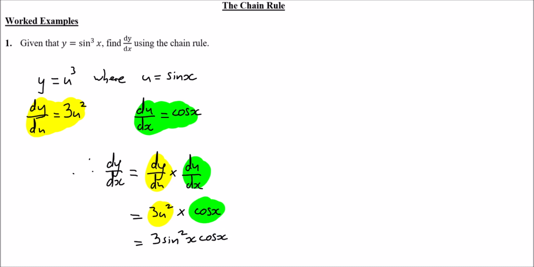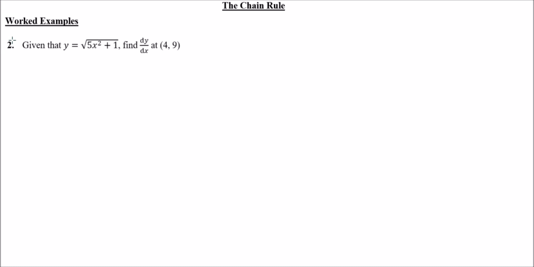So normally what we do, we choose u such that it makes the expression we're trying to differentiate much easier. u cubed looks much neater than sine cubed x. This is a process you'll see once we go through more examples. Worked example 2. Again, this looks quite ugly, so what could we choose u to be to make this look much neater? So what we could say, we could let u equal 5x squared plus 1. So let u equal 5x squared plus 1.